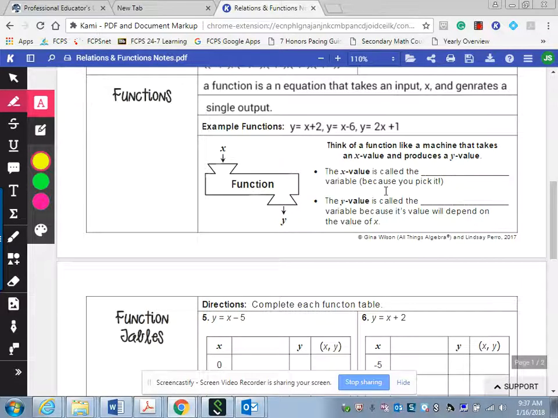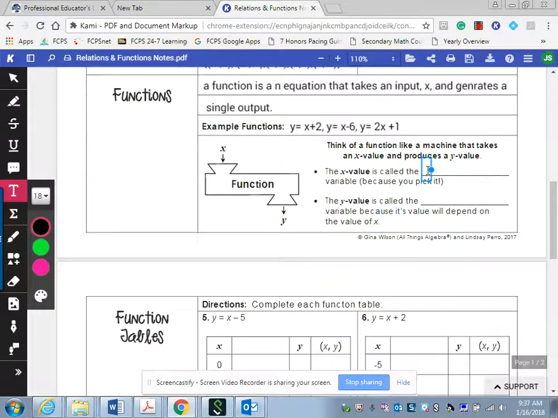So now, the x value is always called the independent variable, and the y value is always called the dependent variable, okay?